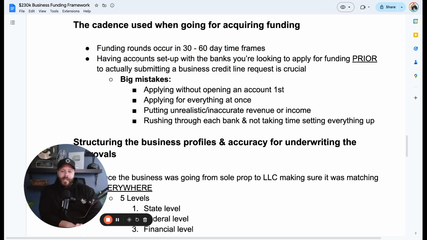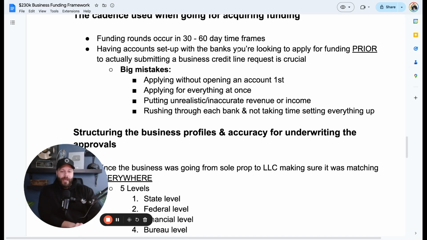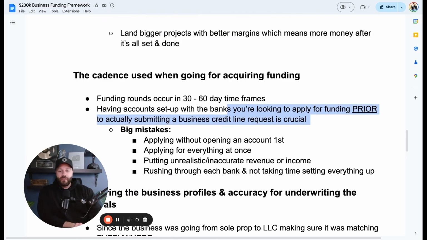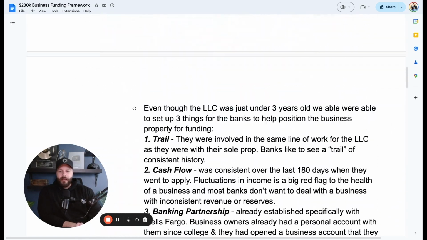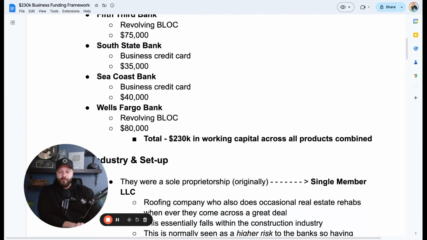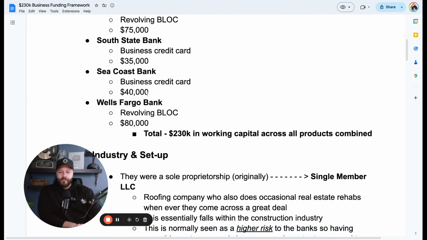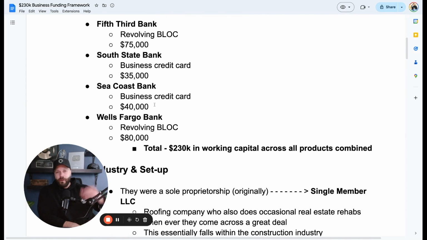Now, having accounts set up with the banks that you're looking to apply for prior to the applications is going to be crucial. This means that if I know I'm going to be hitting Fifth Third, South State, Seacoast, and Wells Fargo, then I want to know that ahead of time. I don't just want to come up with that and then do it the next day. I want to have that already premeditated one week out, so that way I can get my docs in order.